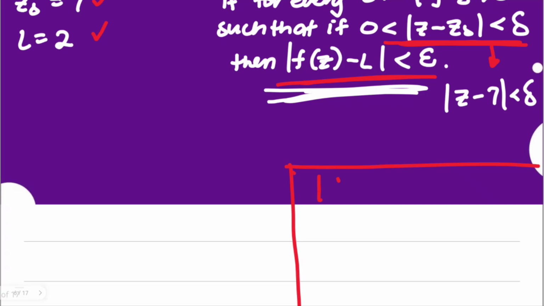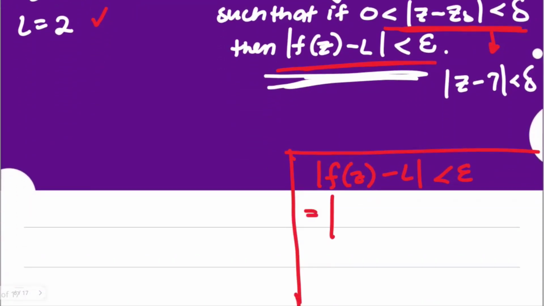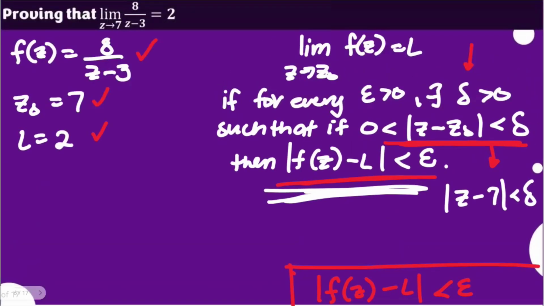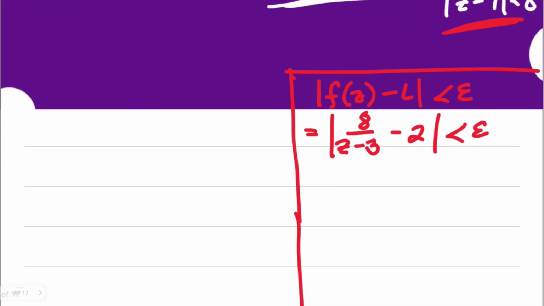So you have here f of z minus L must be less than epsilon. With our data, f of z is 8 over z minus 3, minus L, which is 2, must be less than epsilon. We are going to show this form so that delta would really exist. In short, our target is to come up with the absolute value of z minus 7 in this process. Let me set aside our epsilon for now; we'll return to that later. Let's manipulate this absolute value notation.